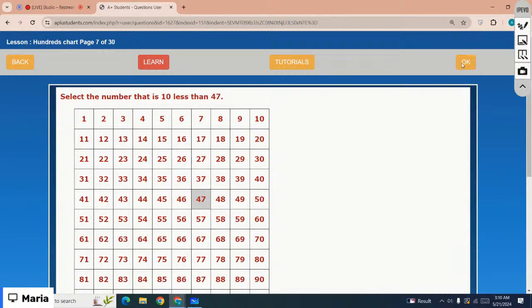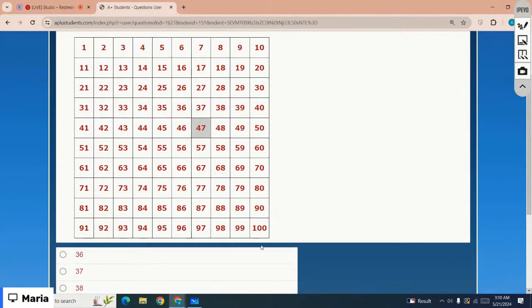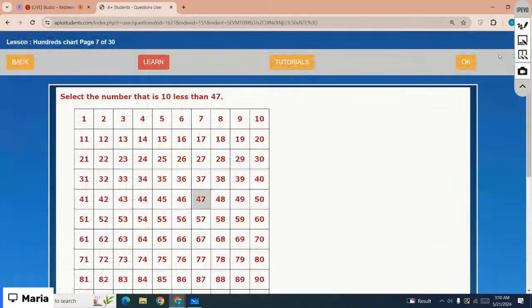10 less than 47 is, yes, 37. The correct option is 37.